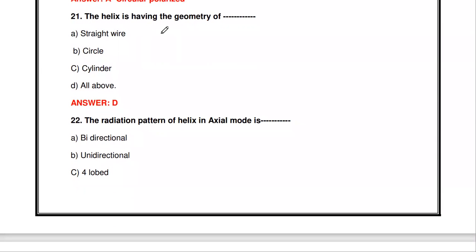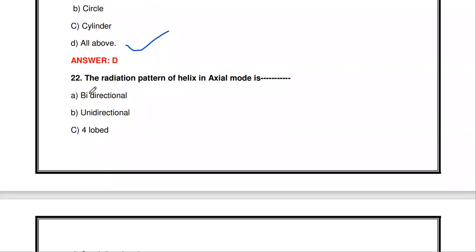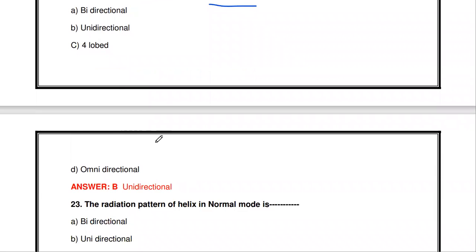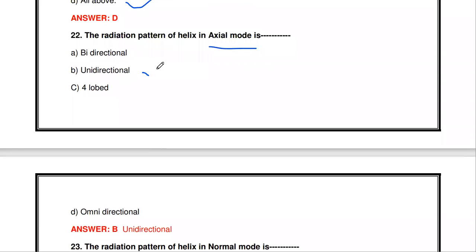Then the helix is having the geometry of dash: straight wire, circle, cylinder, all of the above. All of the above: straight wire, then circular in manner and cylindrical manner. All geometry is available in a helix. Then the radiation pattern of helix in axial mode is dash: bidirectional, unidirectional, four-looped, omnidirectional. Unidirectional. The radiation pattern of helix in axial mode is unidirectional.